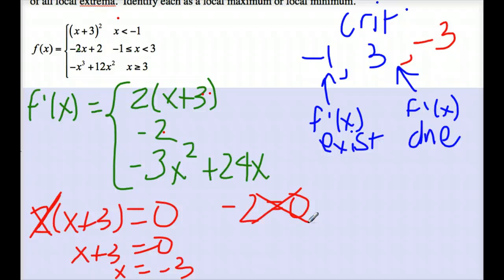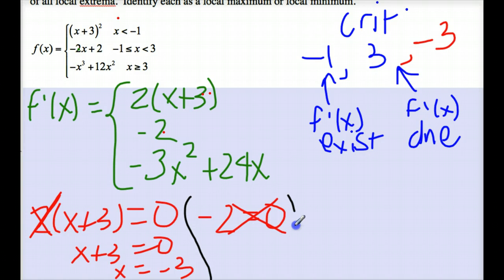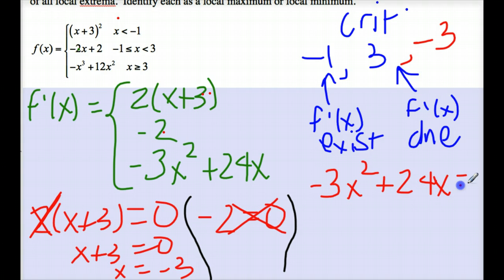And then I'm going to make some room over here. Let's scoot this over. I'm going to use a line to separate these. Our last one is negative 3x squared plus 24x equal to 0. What I'm going to do first is factor this out. Let's pull out a negative 3 and an x. That leaves me with x minus 8.